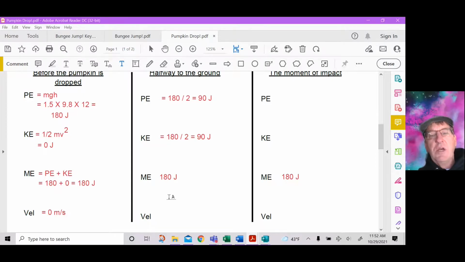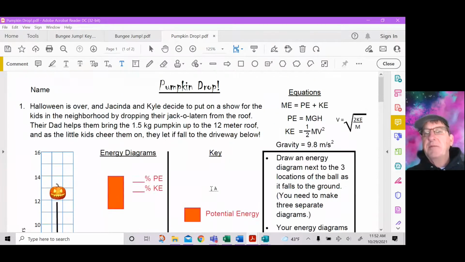Okay, now we get to velocity. And this is a little trickier. To find velocity, we have to use this equation, but we have to rearrange it to isolate v. We have to get v by itself. Let's see how I did that.